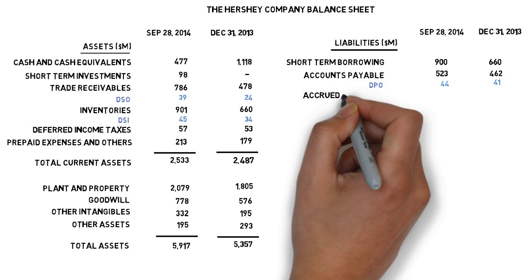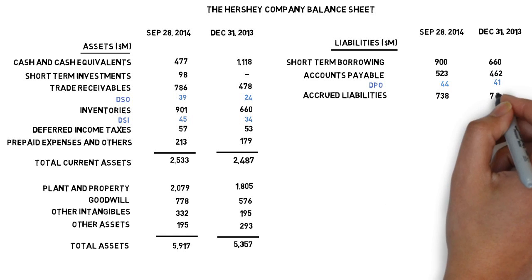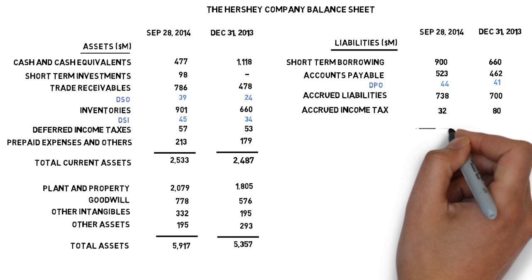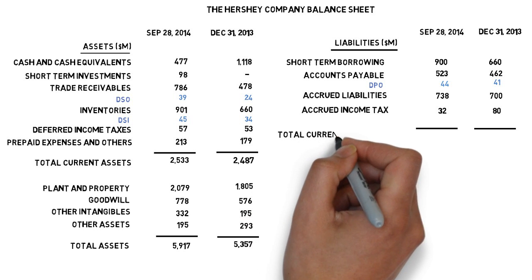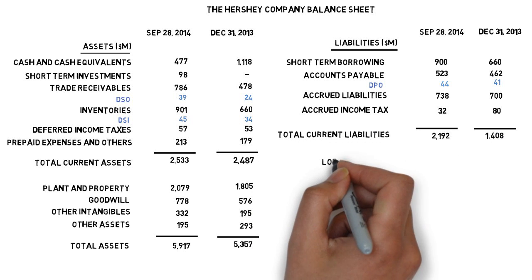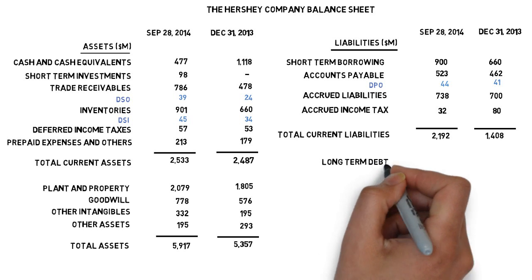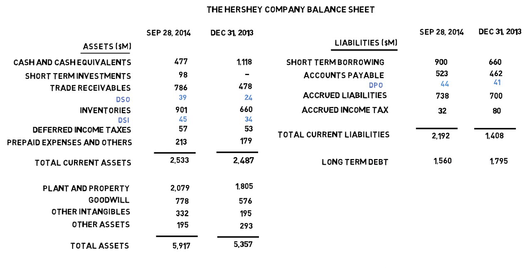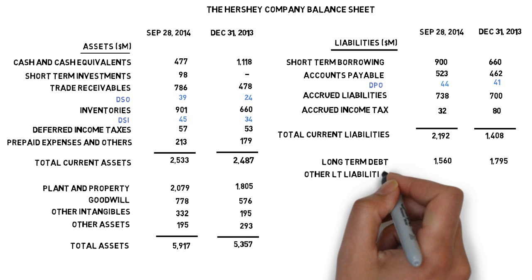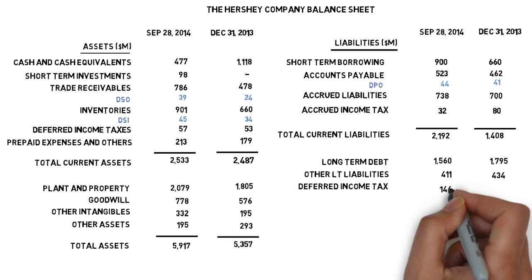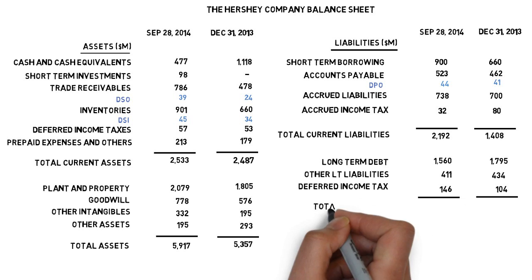Then we have accrued liabilities and accrued income tax. Adding together all of this gives us total current liabilities. Next comes the long-term liabilities. Long-term debt represents a debt of the company that falls due after more than 1 year. Other long-term liabilities and deferred income tax are added here, and we can then calculate total liabilities.